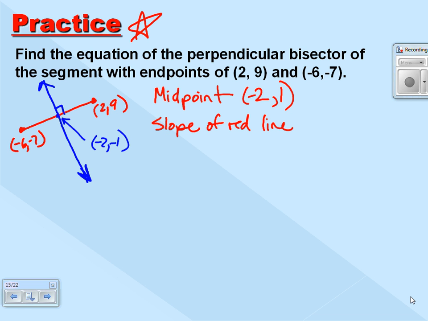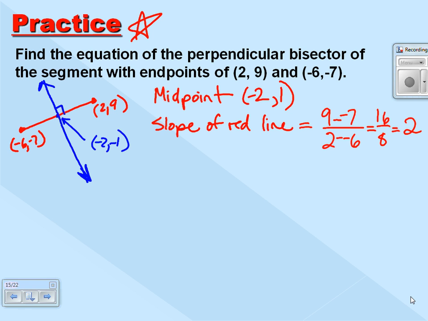So next thing you have to do is figure out the slope of the red line. What's the slope of the red line? Okay. So the slope of the red line, that's going to be 9 minus -7 over 2 minus -6. That gets me 16 over 8. So my slope is going to be 2.